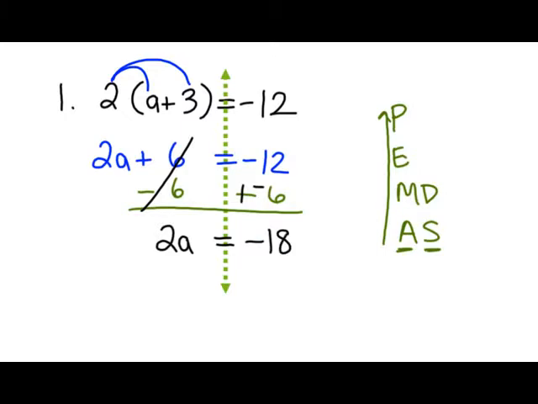Now once I have gotten rid of the addition and subtraction, I go to multiplication and division. Now this says 2 times a, so we're going to divide both sides by 2. When we do that, the 2's cancel, and we're left with a equals negative 18 divided by 2. Same signs positive, different signs negative. The answer is negative 9.